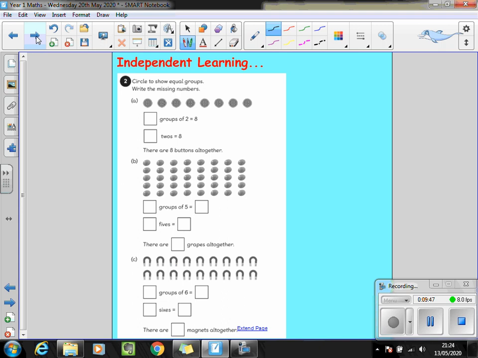Question 2. Can you circle the picture to show equal groups and then write the missing numbers? So you need to read what groups those images need to be put into first before you go ahead and just circle anything.